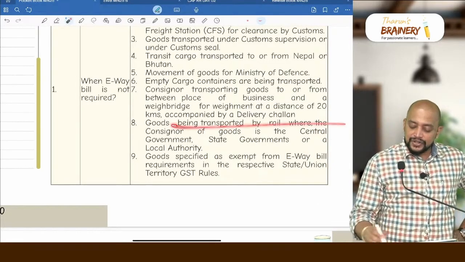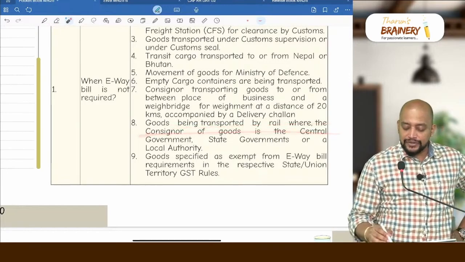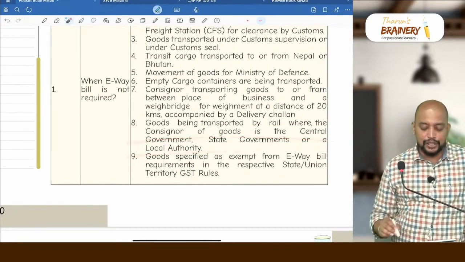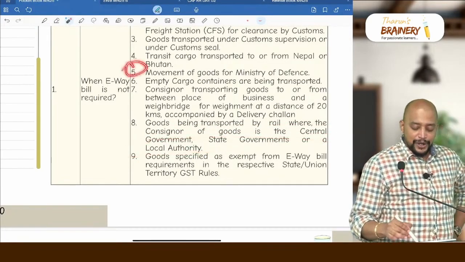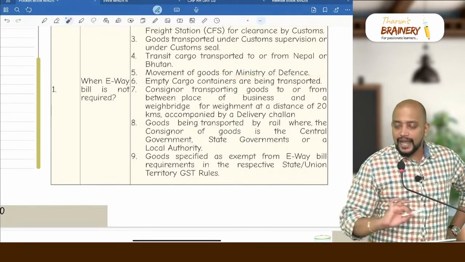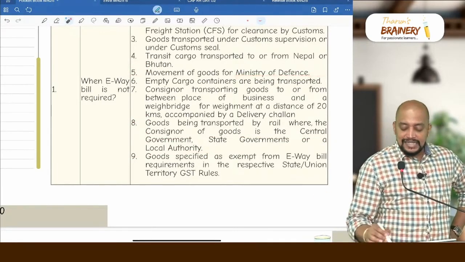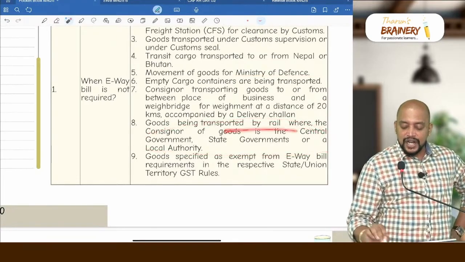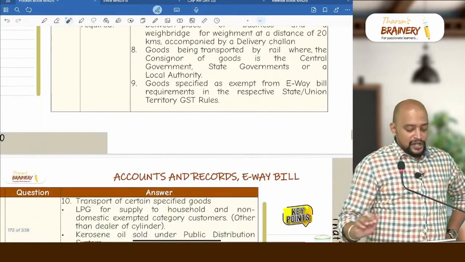And goods being transported by rail where the consignor of the goods is the central government, state government or local authority. What is the difference between point number 5 and point number 8? Point number 5, Ministry of Defence, any mode, e-way bill not required, whereas here it is government, but only if it is transported by rail, then e-way bill is not required.